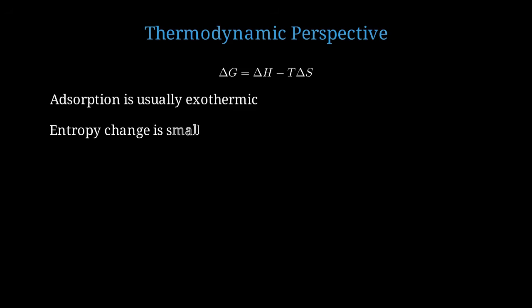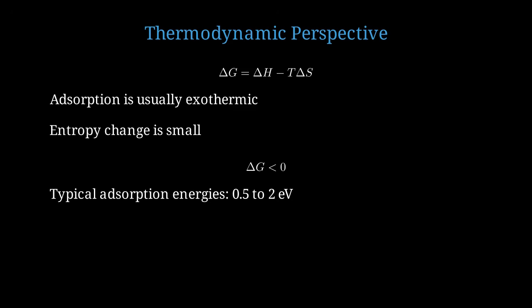Entropy change is relatively small. The adsorbate loses translational freedom, but this is partially offset by surface relaxation. The net result is delta G less than 0, meaning adsorption is thermodynamically favorable. Typical adsorption energies range from 0.5 to 2 electron volts per molecule, strong enough to be effectively irreversible at room temperature.